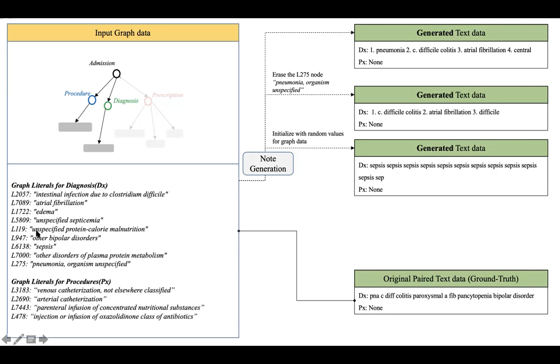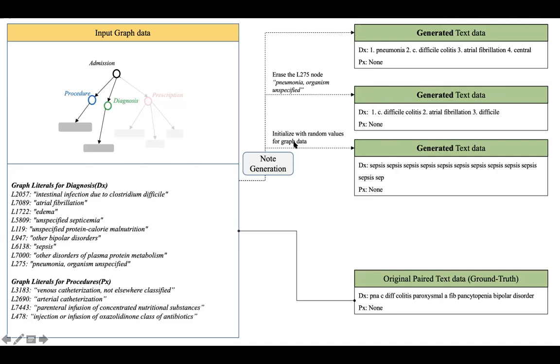And then this is a bit more of a manipulating experiment. So here, what happens if you erase this specific node, which is pneumonia organism? If we erase this node and make the model generate a discharge summary, pneumonia is no longer included in the generated discharge summary. It means that the model is basing its text generation on the structured information. So that is why the change is reflected in the final output.